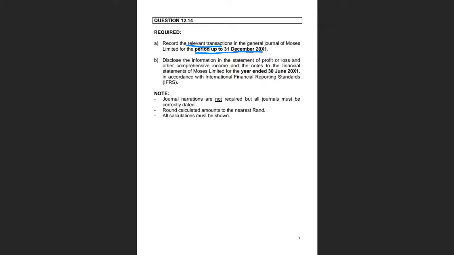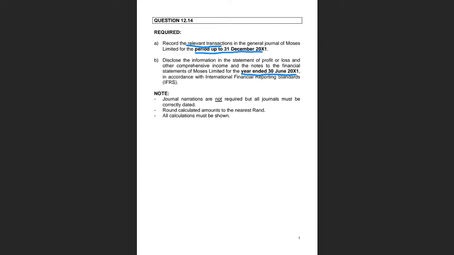Then it says that we must disclose the information in the statement of financial position and in the notes of the statements of Moses Limited for the year ended. So the year end is actually in June, not December. This specific company has a year end in June. If you turn to page 168 of your books, you're going to see that the required is broken up into a B and a C, whereas here I've combined them and just put one required up. So we're looking for the income statement as well as the notes.